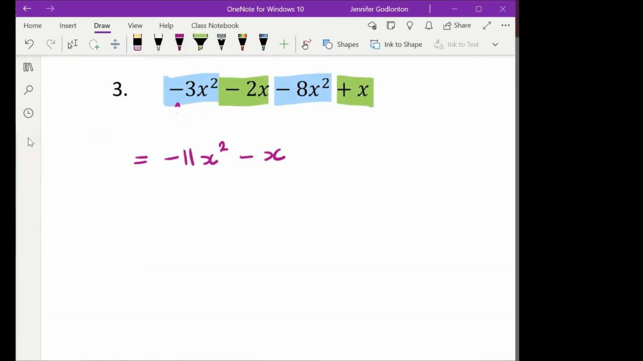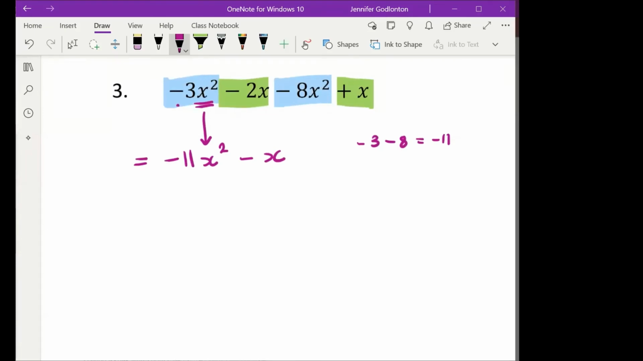So if I have my calculator and I'm looking at my blue, I can say, well, what's negative 3 minus 8? And our calculator will be like, oh, it's negative 11. And we know that the variable is x squared. So we can absolutely use our calculators to help us where we need to. Just don't ever forget to put the variable after it. And then for our green here, we had negative 2x plus 1x, which gave us negative 1x. Okay. Cool. We're getting there.